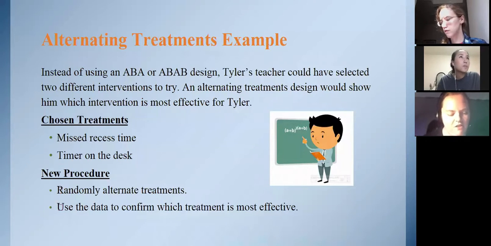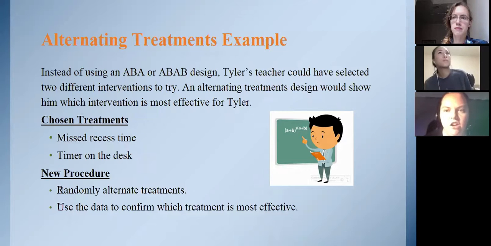Alternating treatments. Let's look at one more Tyler scenario. Instead of using an ABA or ABAB design, Tyler's teacher could have selected 2 different interventions to try. An alternating treatments design would show him which intervention is most effective for Tyler.